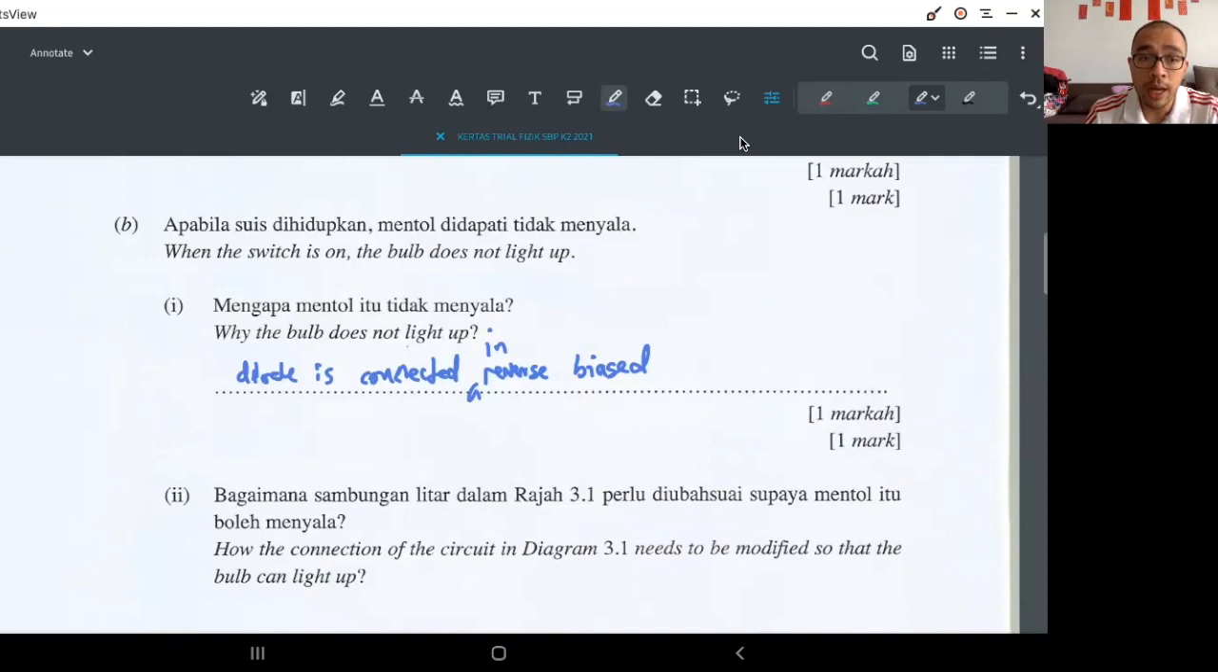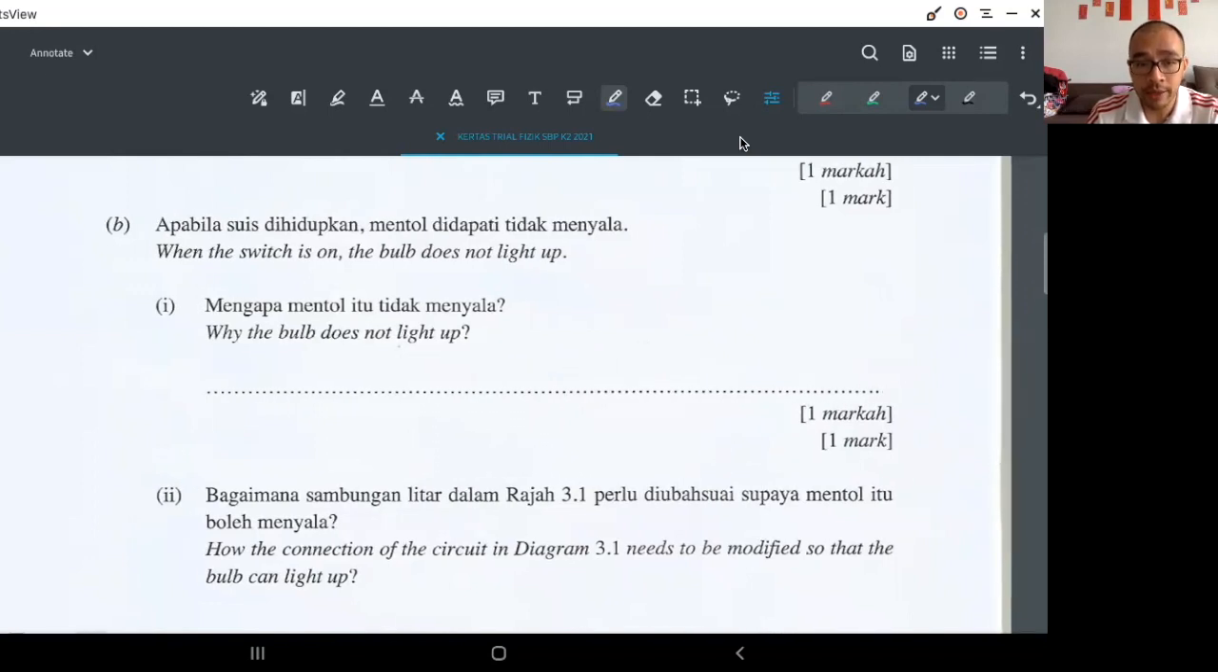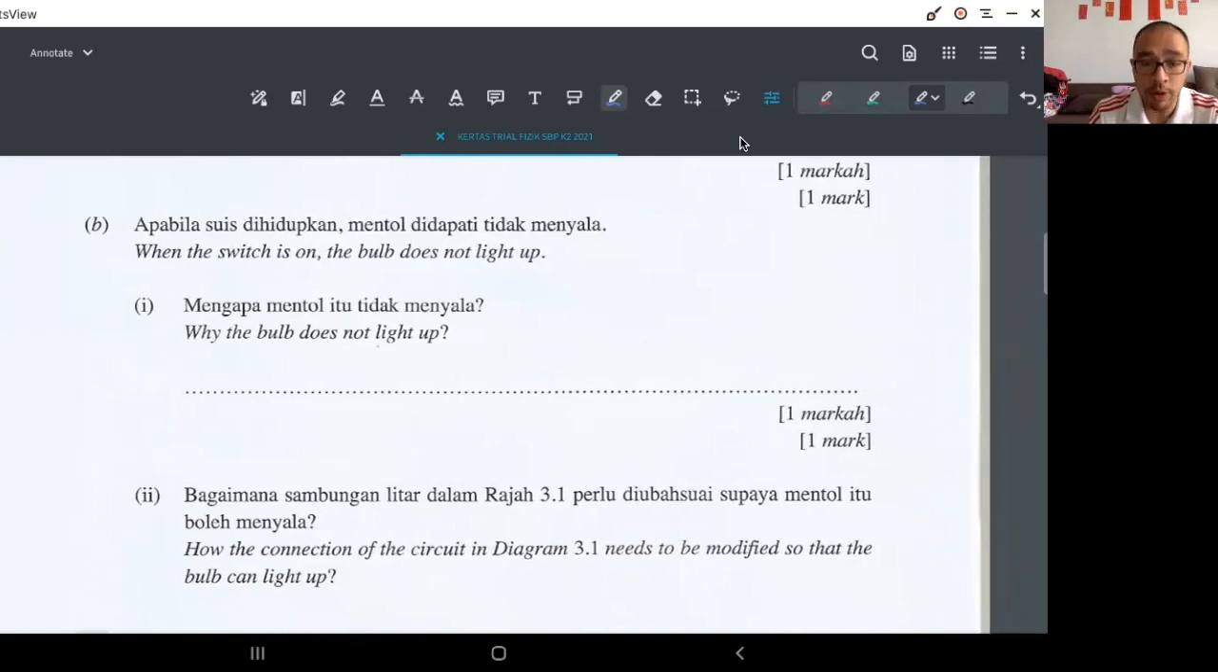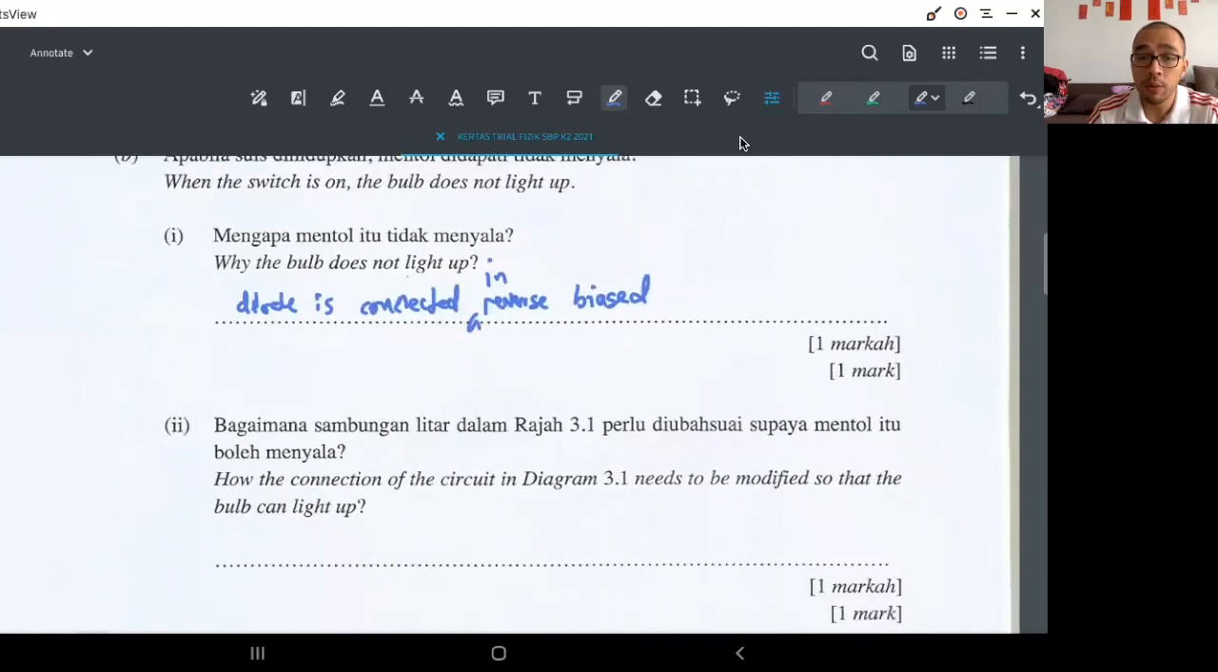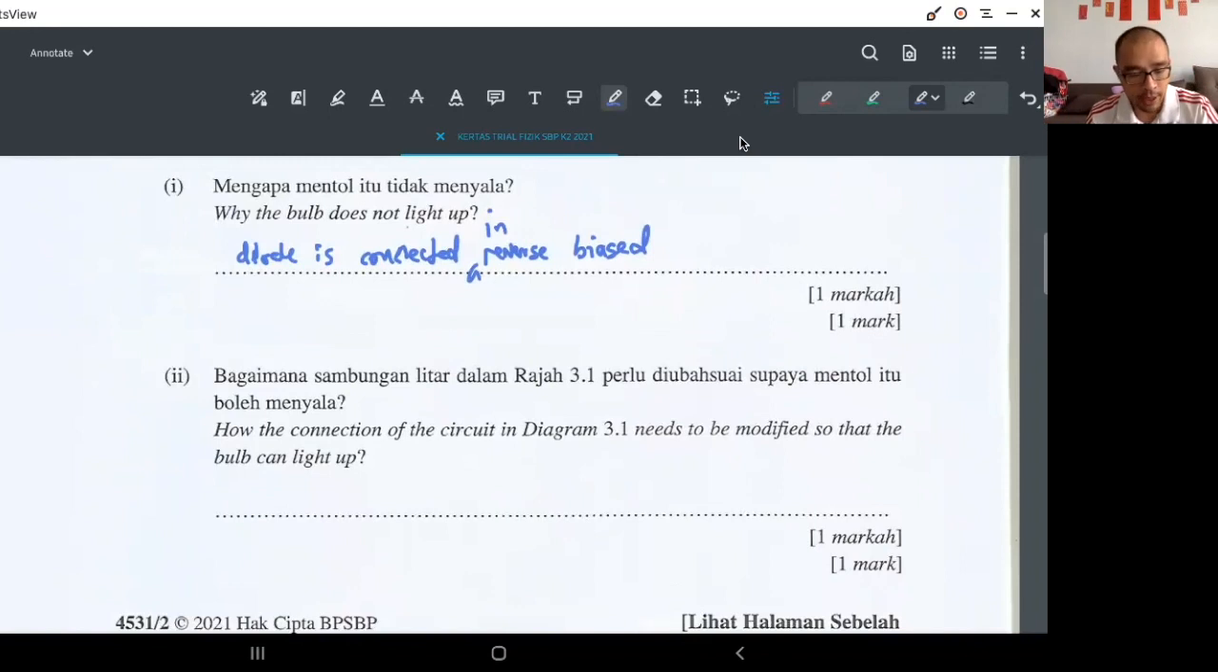The question is how the connection of the circuit in diagram 3.1 needs to be modified so that the bulb can light up. One of two, don't do both. You either reverse the diode connection, or reverse the battery terminals.